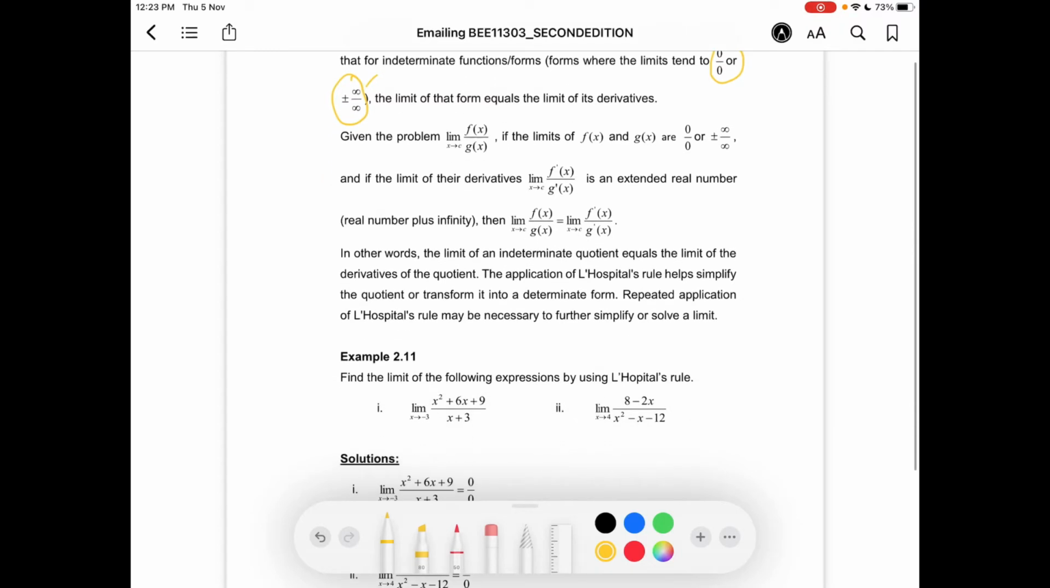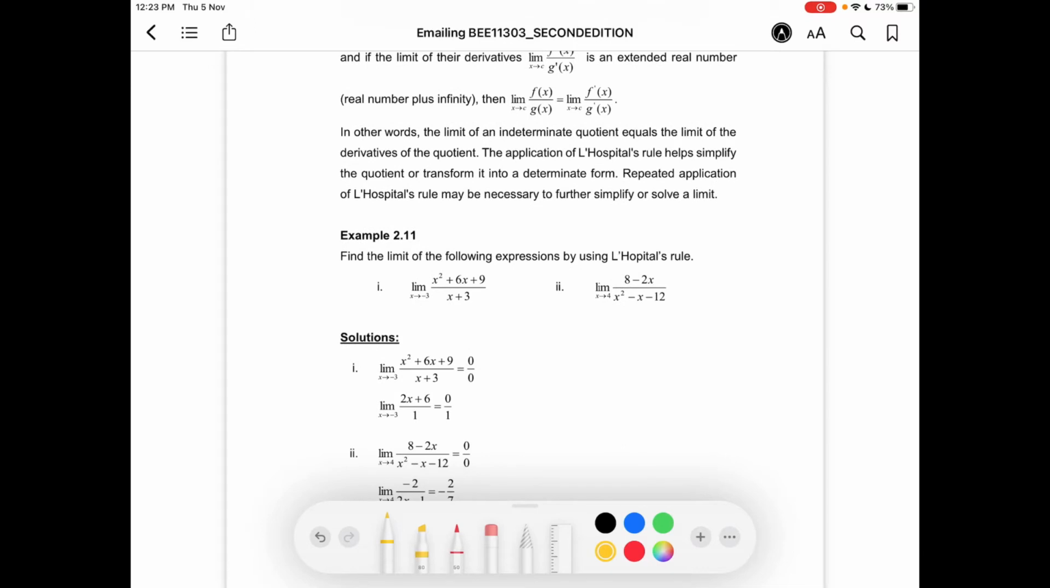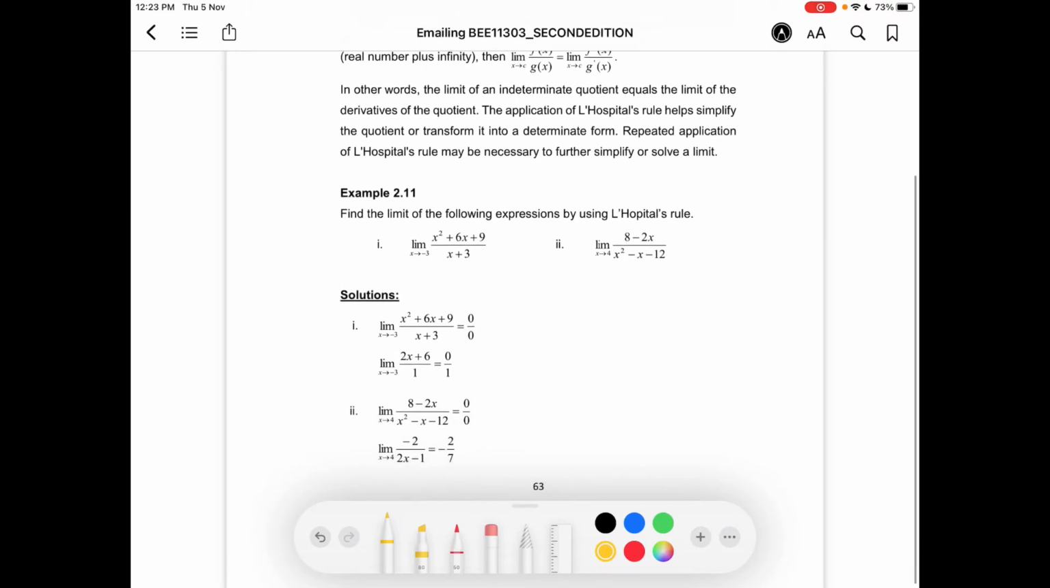So what is L'Hopital's rule? It helps us to simplify the solution of the limits problem. Instead of using the factor and cancel method or the rationalization method where you multiply the conjugate, or limit at infinity that requires dividing by the highest power and so on, by using L'Hopital's rule, you need to apply the differentiation techniques in order to get the answer for that.